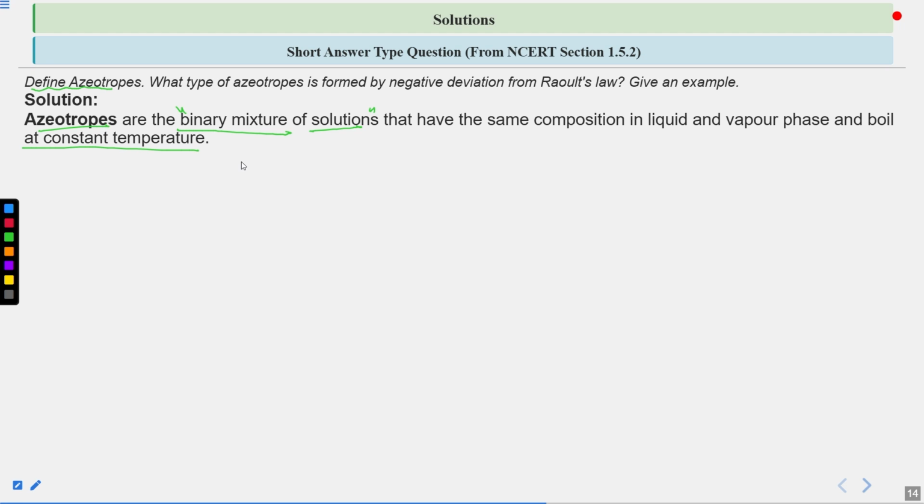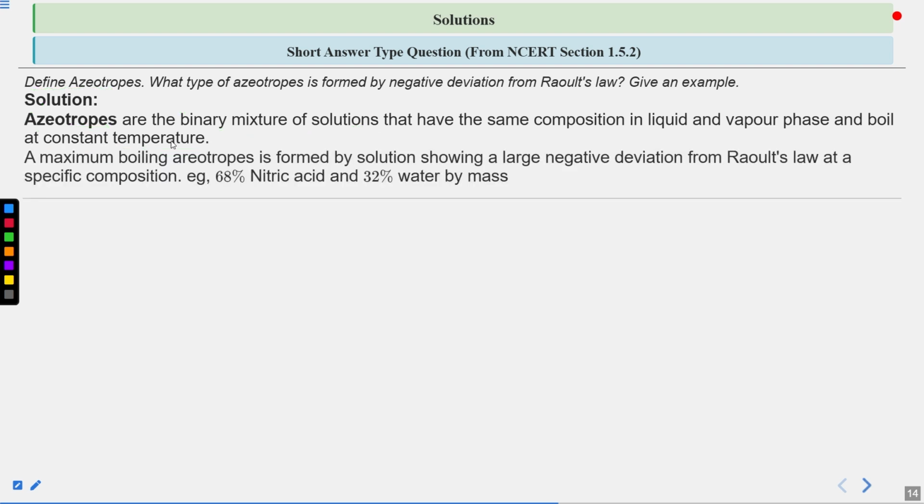Meanwhile, in other mixtures, the components generally have different boiling points. But in azeotropes, the boiling point of the components present in the mixture is the same. Both, or more than two, boil at the same temperature. They have the same constant boiling temperature.